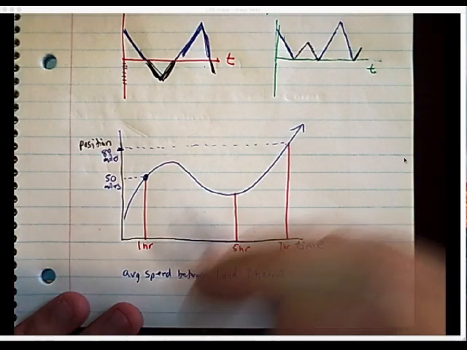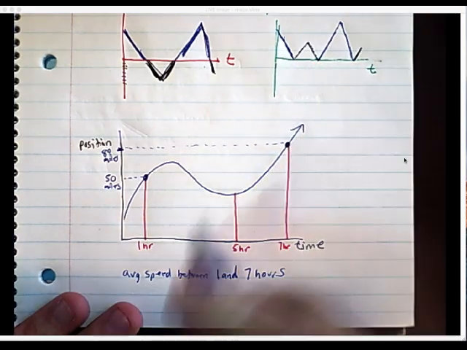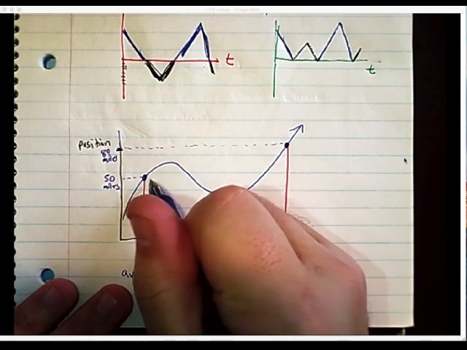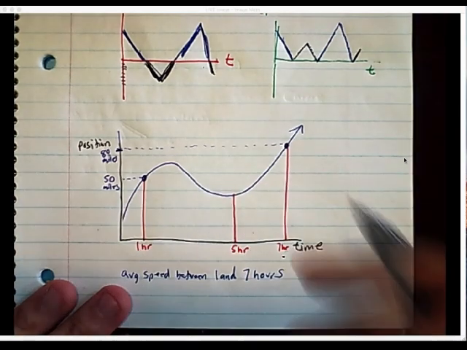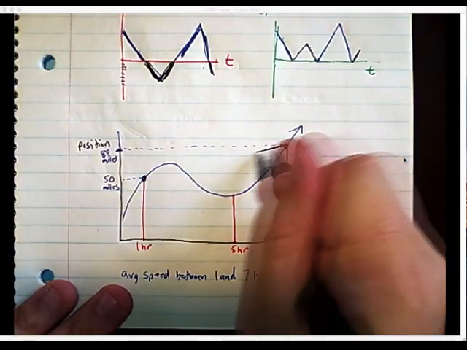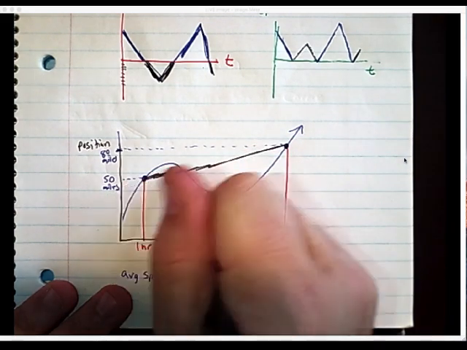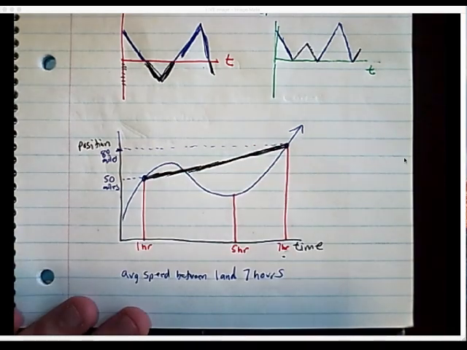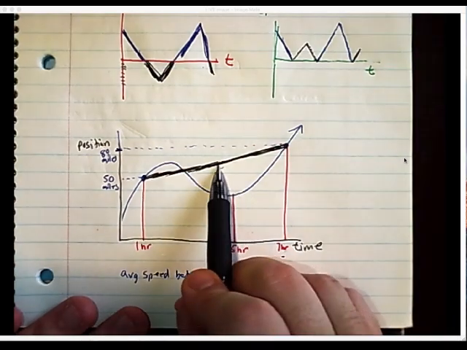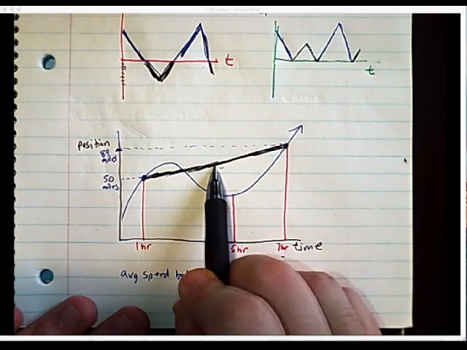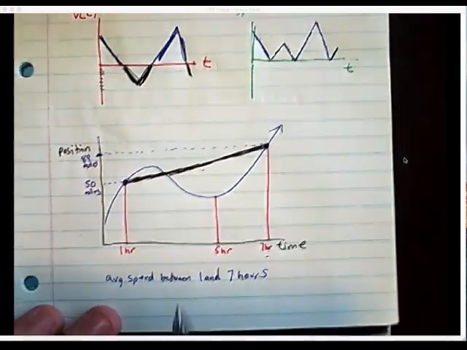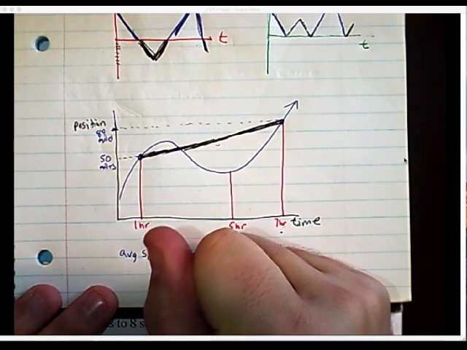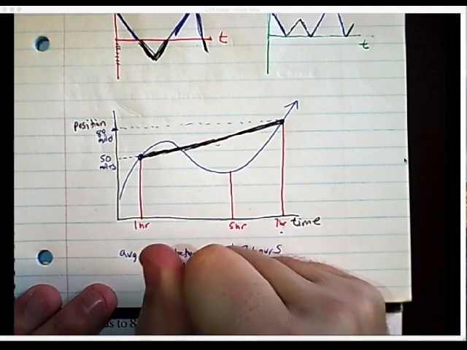Well, to find the average speed that you're going over this time frame between 1 hour and 7 hours, all that's equal to is the slope between these points. If I were to draw a line here, the slope of this black line would be equal to the average speed. So if we want to find the average speed between 1 and 7 hours, we take the absolute value of the change in distance over the change in time.